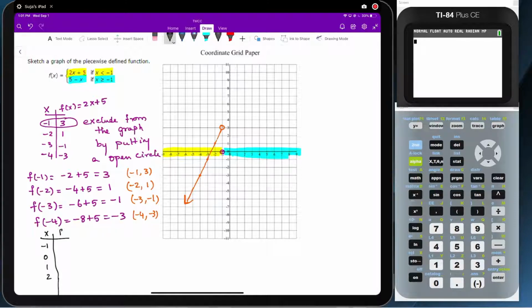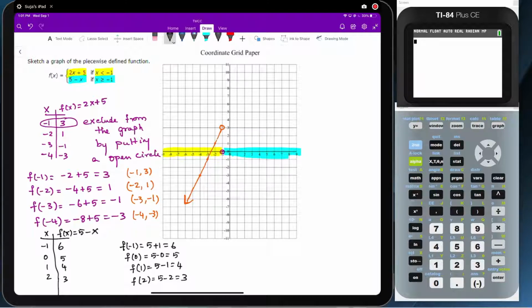So now my function is f of x is equal to 5 minus x. So when x is -1, f of -1 would be 5 minus -1, or 5 plus 1, which is 6. When x is 0, it is going to be 5 minus 0, that's 5. When x is 1, it's going to be 5 minus 1, 4. When x is 2, it's going to be 5 minus 2, which is 3. So these values are going to be 6, 5, 4, and 3.